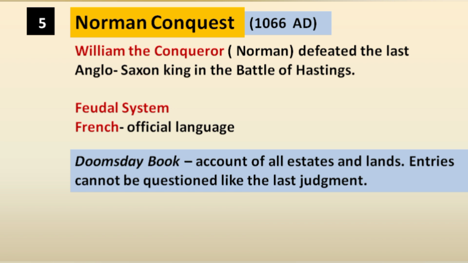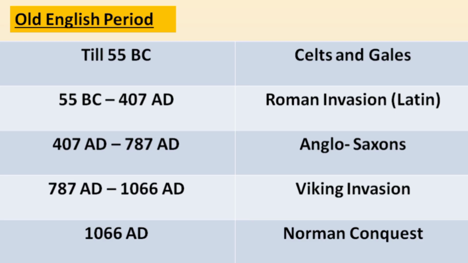Now, since the video is about the Anglo Saxon period, we will stick to the Anglo Saxon period and not the Norman conquest. But I have talked about the Norman conquest here because this is the time period when Old English ends and Middle English begins. It is with the Norman conquest that we find the entry of French into Britain, and along with it Middle English begins.